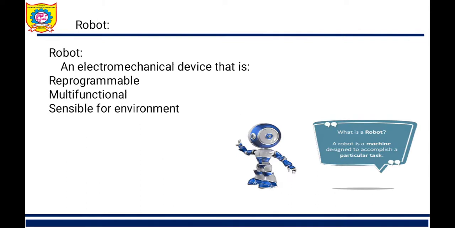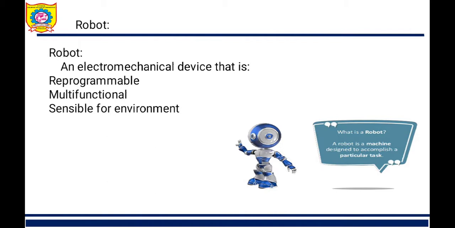It's an electromechanical device. Means it is using the parts of electronics, electrical engineering, and mechanical engineering. So it is an electromechanical device that is reprogrammable. You can program it again and again. That means when I say reprogrammable, it is based on software also. Computer science has come into the picture. Multifunctional: it can perform multiple functions, and it is sensible to the environment. So in simple terms, a robot is a machine which is assigned to do a particular task.